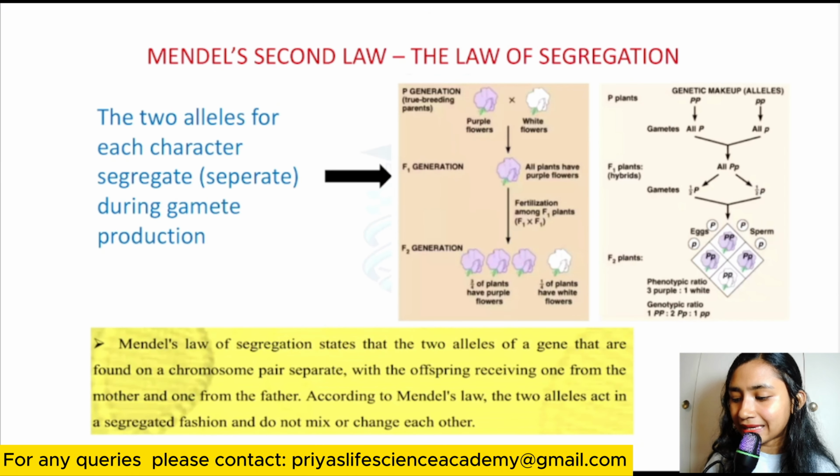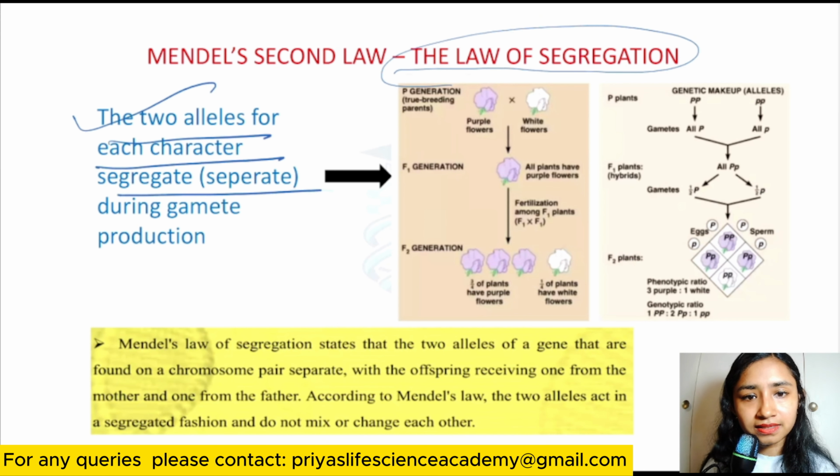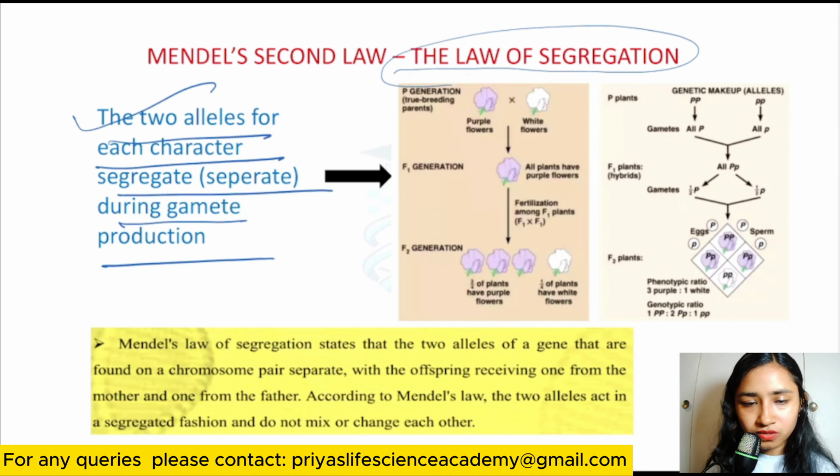So the thing is that they do not mix with each other. They segregate. The alleles are segregating during gamete formation, and offspring get one allele from mother and one allele from father. So this is known as the law of segregation, that the two alleles of each character segregate or separate during gamete formation. This is the second law of Mendel. So the first, the law of dominance, we understood. The second law is the law of segregation.